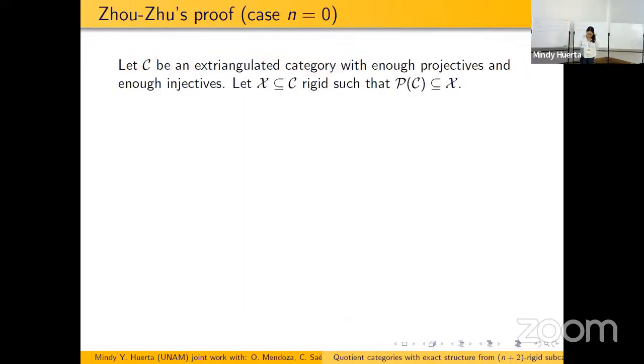For the rest of this talk, I will explain that under some extra assumption, we can say something about the quotient. But first, I need to recall the original proof of Soy-Su for the case n equals 0. In the Soy-Su proof, the authors take a triangulated category with enough projectives and enough injectives. They take a rigid subcategory X such that the class of projective elements is contained in X.